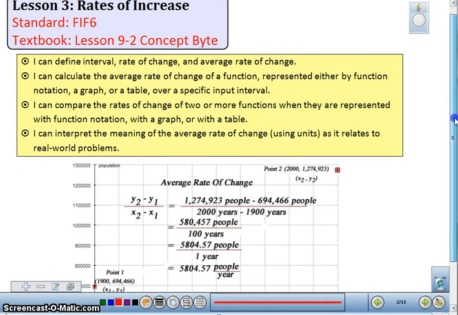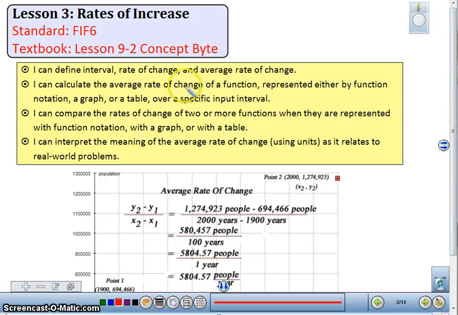In lesson 3 today, we are going to be looking at the rates of change. As you look at lesson 3, one of the things that we're going to look at is, can we define the interval and rate of change? Think of rate of change, remember? Slope. Slope is our rate of change. So when you go back to our rate of change, you know how to do that. You're finding your slope. That's our rate of change, m equals.